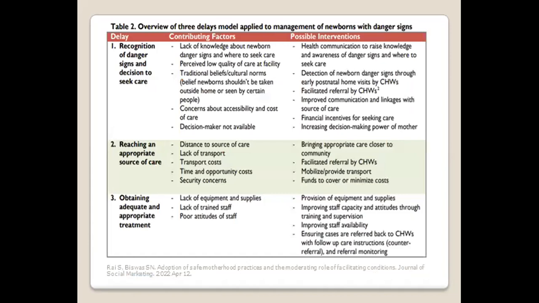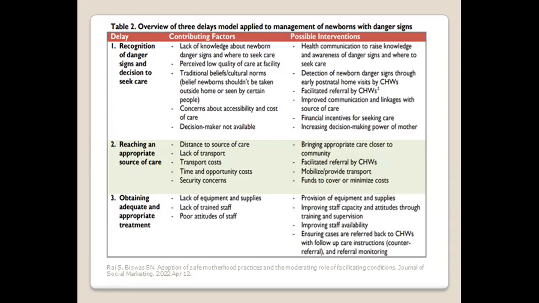Therefore, if we see the three delays model, at the first level of decision there is a lack of decision or lack of recognition of danger signs due to poor knowledge of women and perceived low quality of care, traditional beliefs or cultural norms, concerns about accessibility and cost of care, and bad experience of women during previous pregnancies.